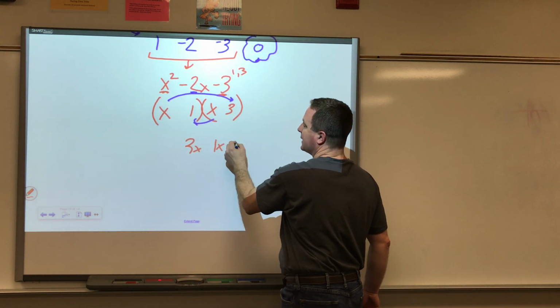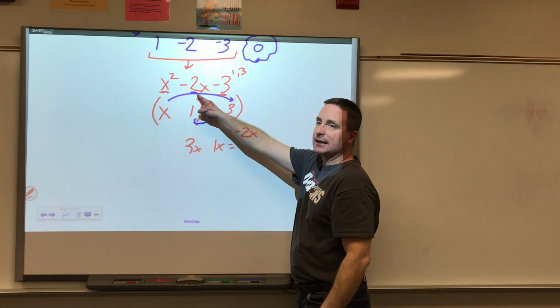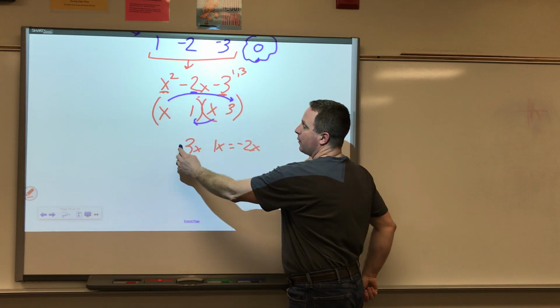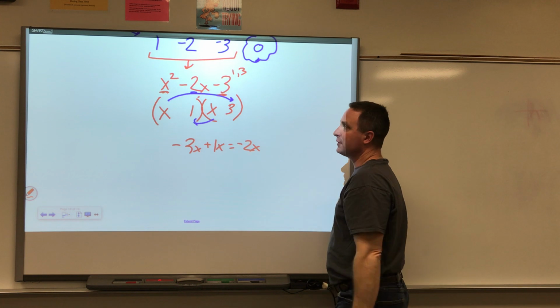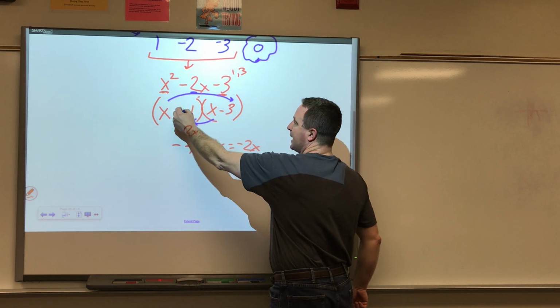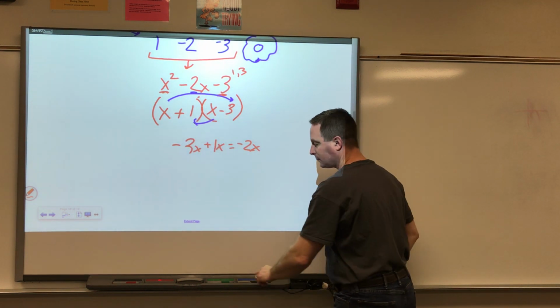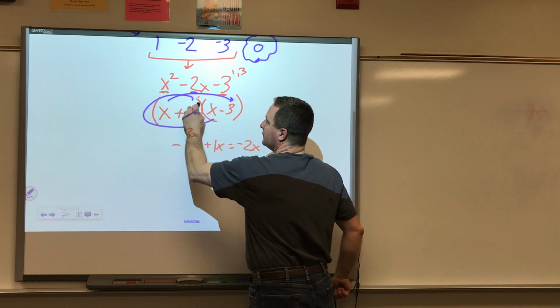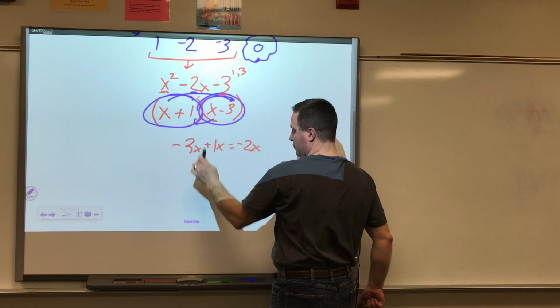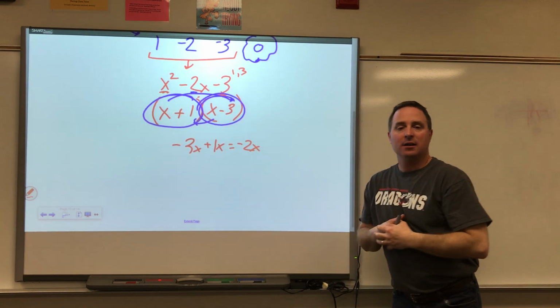That gives me 1x. Can I get -2x? I need to get the middle number. I think it works if I did a -3 and a +2. I'm sorry, -3 and +1. And right here, these are my other 2 factors.